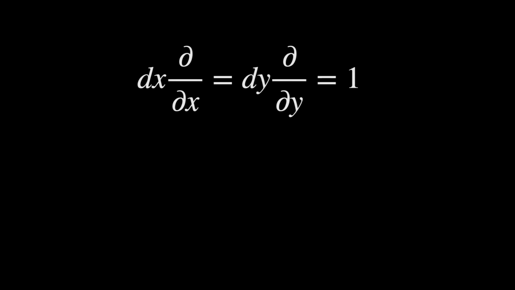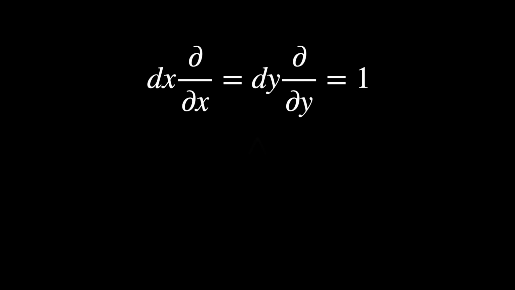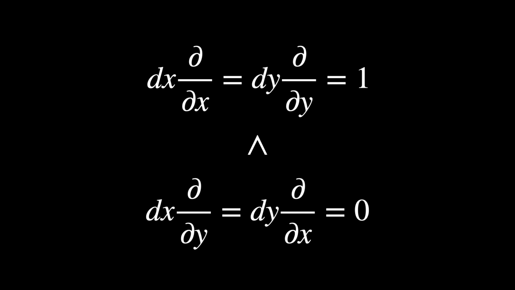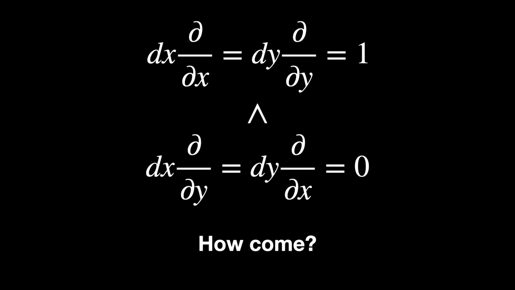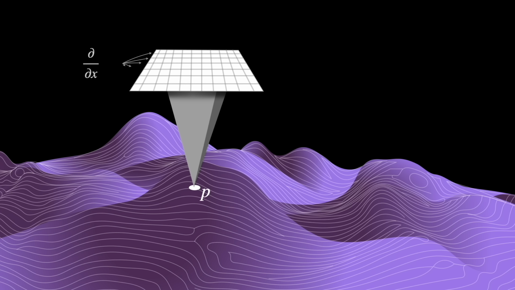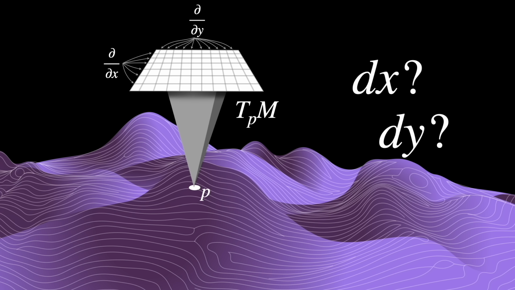In order to see that this is the correct expression of the one-form dt, though, we have to assume that these terms, dx partial dx and dy partial dy, are 1, and at the same time that dx partial dy and the opposite of it are 0. But how come this is true? Well, we've seen that partial x, partial y is the basis of the tangent space TPM for a point P in the manifold. But what about dx and dy? What do they represent?